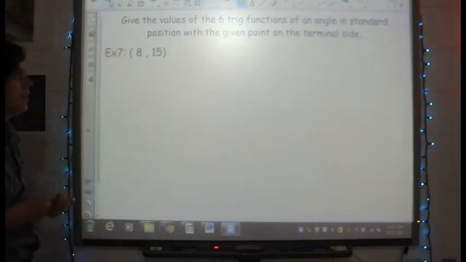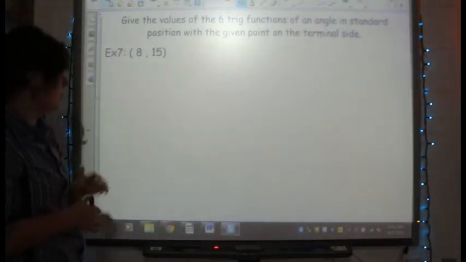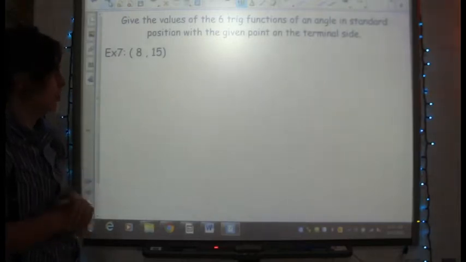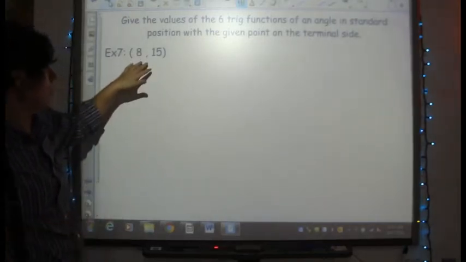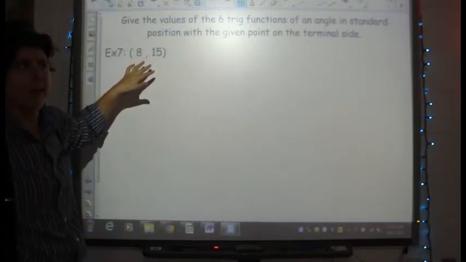All right. Give the values of the 6 trig functions of an angle in standard position with a given point on the terminal side. That's a lot of directions. All right. Well, we've got an ordered pair. Maybe I should plot it.